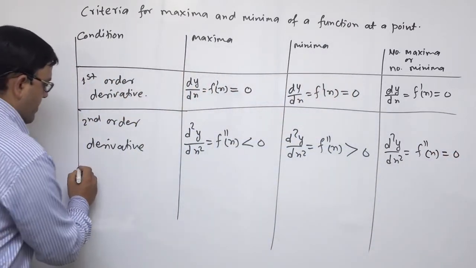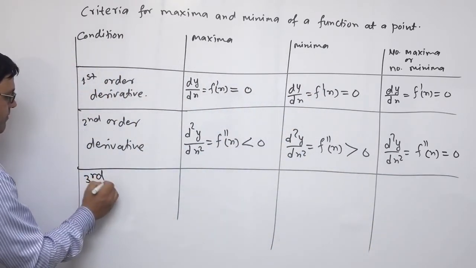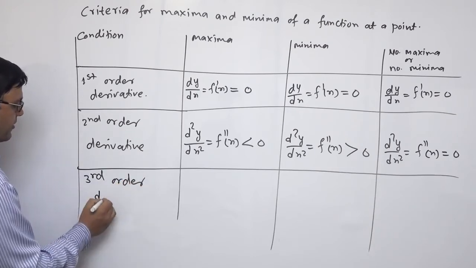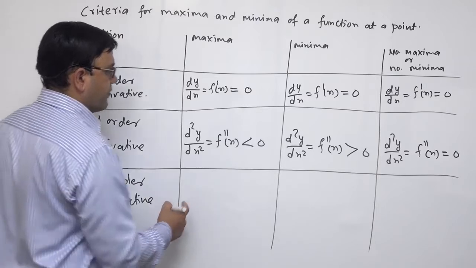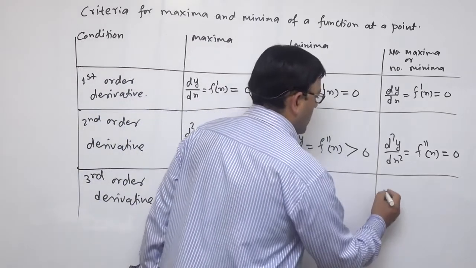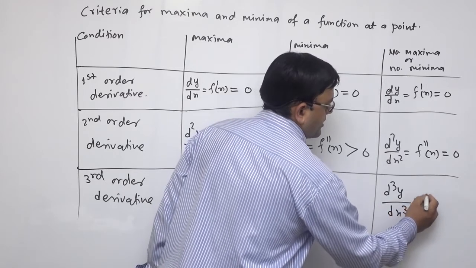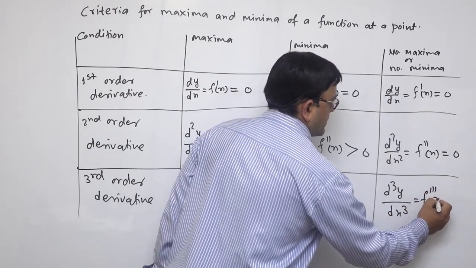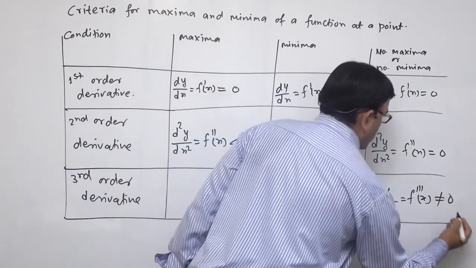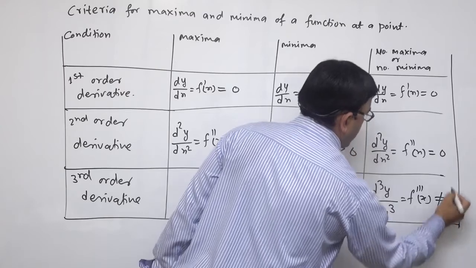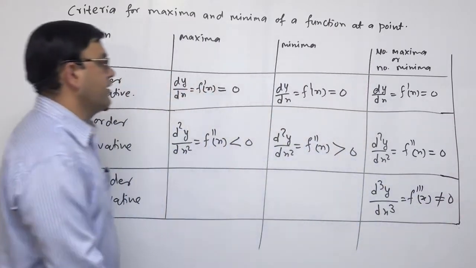Now third order derivative. In this case, for maxima and minima not there, so d cube y by dx cube, this is the third order derivative, it means f triple dash x, which is not equal to 0. So in this way we calculate the maxima, minima, or no maxima and minima.